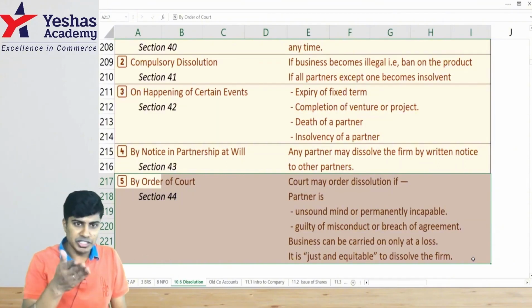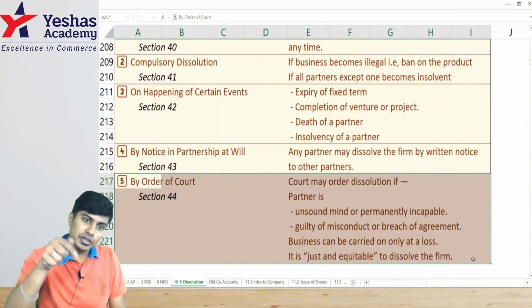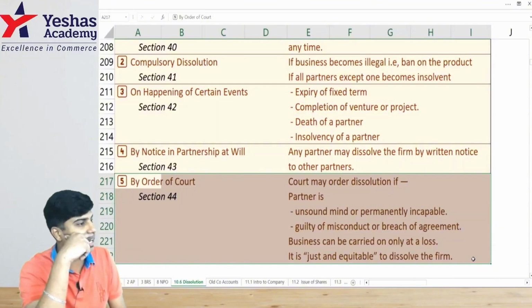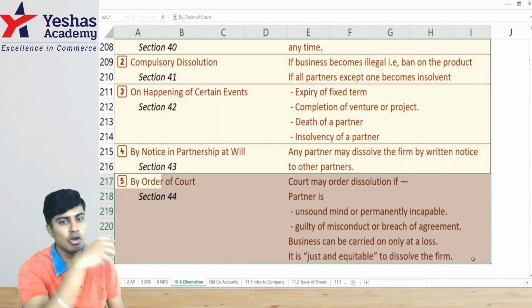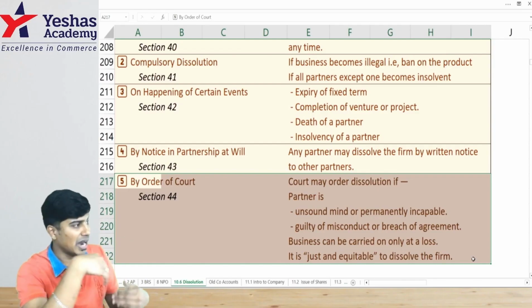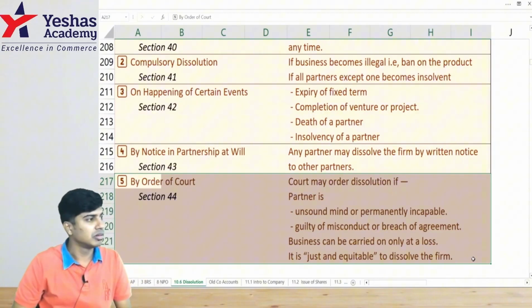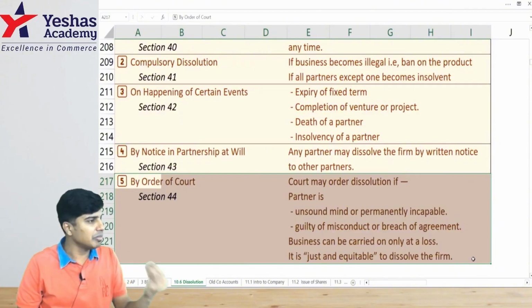Or one of them has done willful misconduct. Intentionally they have done some crime or breached the terms of the agreement. They have had a non-compete agreement. No one will compete with the firm. I am a partner. I have created one more sole proprietorship which is competing with the partnership firm. That's against the agreement, no?